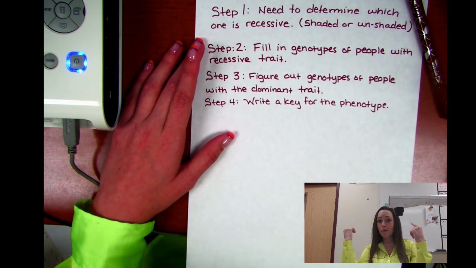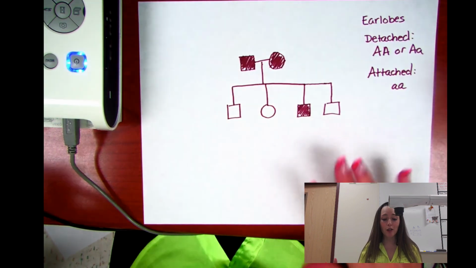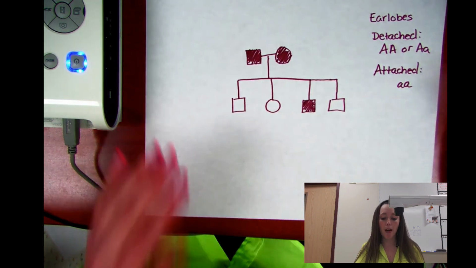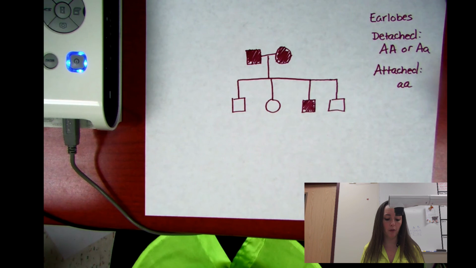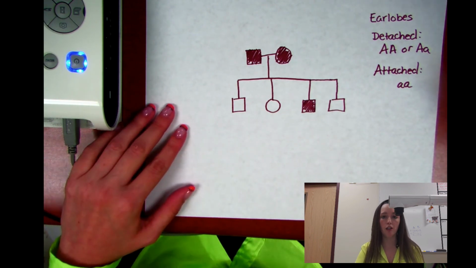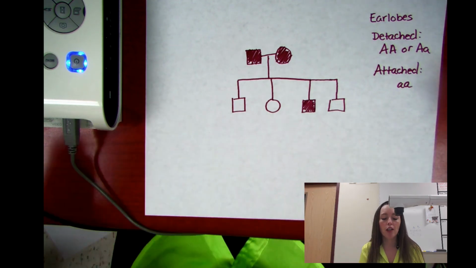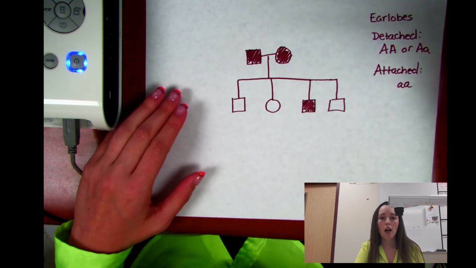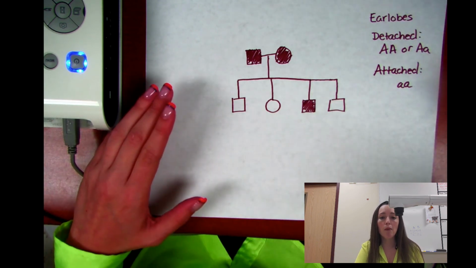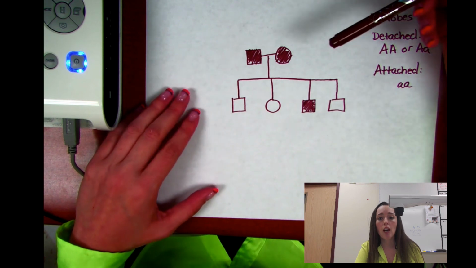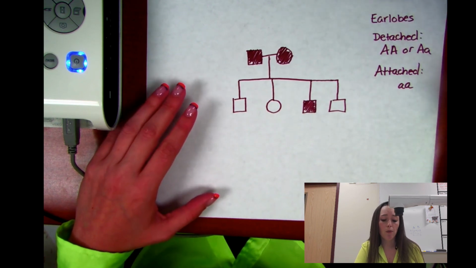So let's go ahead and do it. Alright, so here's our first pedigree. Now, I've tried to do a simple pedigree to begin with. We need to figure out which one is dominant versus which one is recessive, the shaded or the unshaded. So I always think about it as which one is recessive, the shaded or the unshaded. Now, you can't go by what's most common because dominant isn't always the most common. Recessive can be a little bit, you never know.